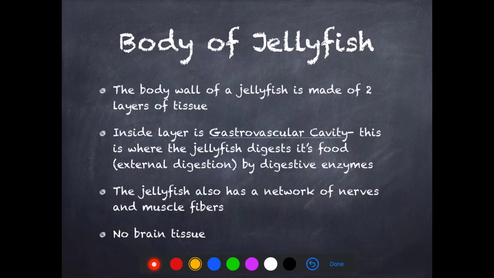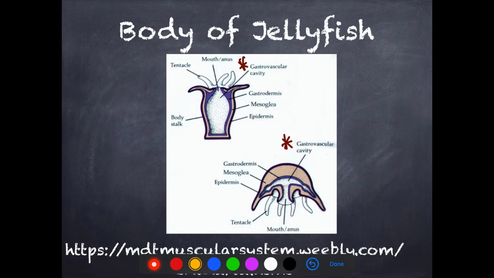It's also called external digestion, and there are digestive enzymes located inside of this gastrovascular cavity to help break down the food. The jellyfish also has a bunch of nerves and muscle fibers that help it function, but the jellyfish does not have brain tissue, all right? So it cannot process thoughts or things like that.